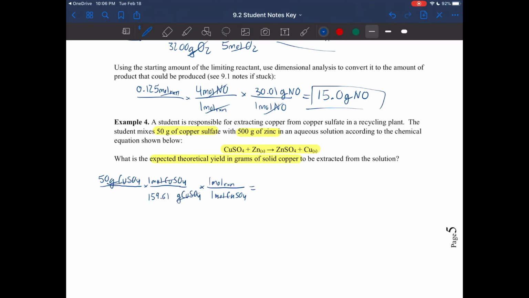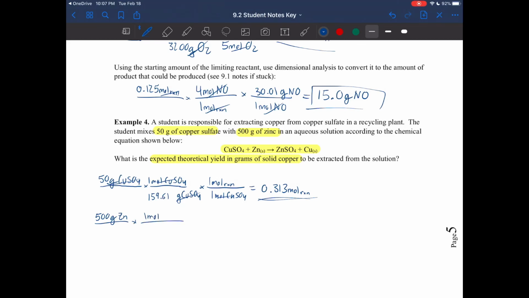So our units are canceling except for moles of reaction. In our calculator, we can plug in 50 divided by 159.61, which is equal to 0.313 moles of reactions or so. Something like that. Then 500 grams of zinc. We've got to check that one out as well. Let's figure out how many moles of reactions this powers up.